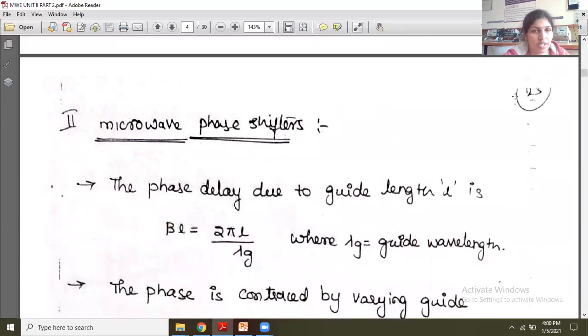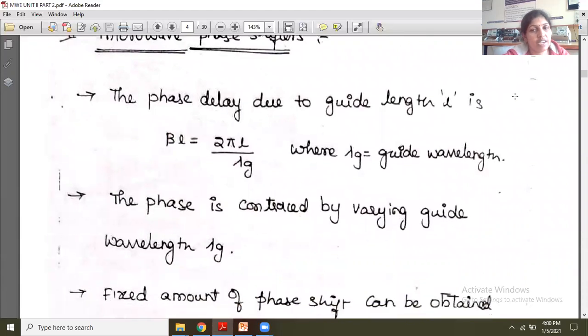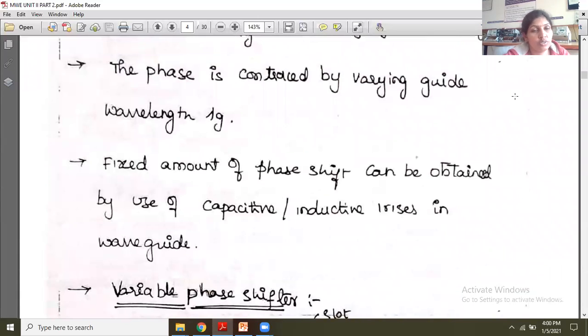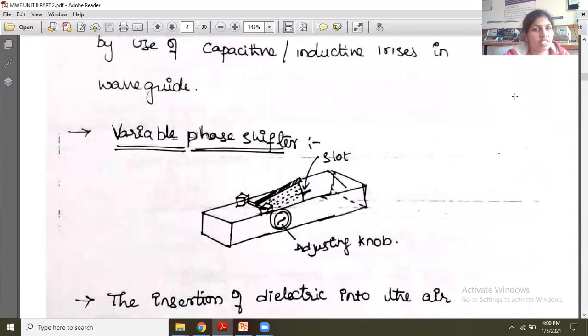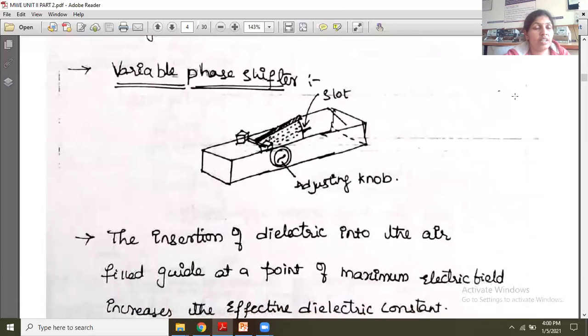Coming to the next topic, phase shifters. These microwave devices provide the required phase shift to the signal. Phase shifters are also of two types, fixed and variable. The fixed phase shifter is similar to the fixed attenuator, where the pad provides attenuation there and here the pad provides phase shift. But that is not used widely; we use the variable phase shifter widely.